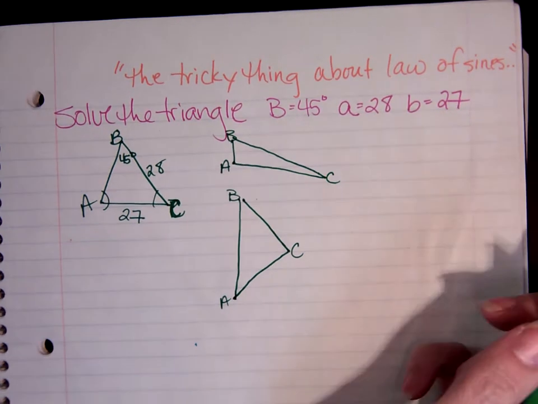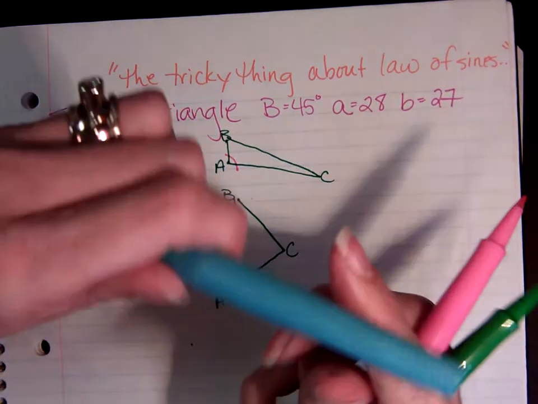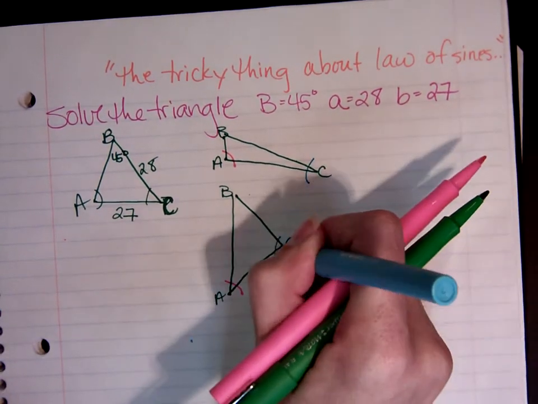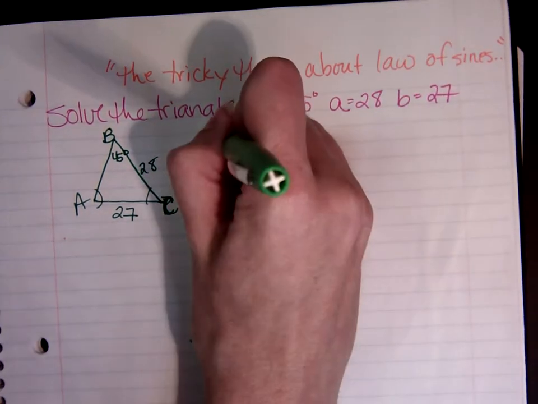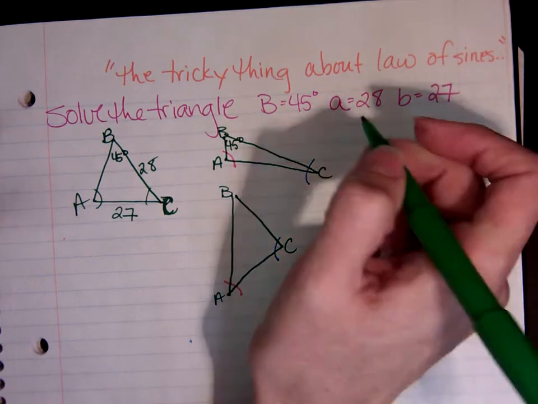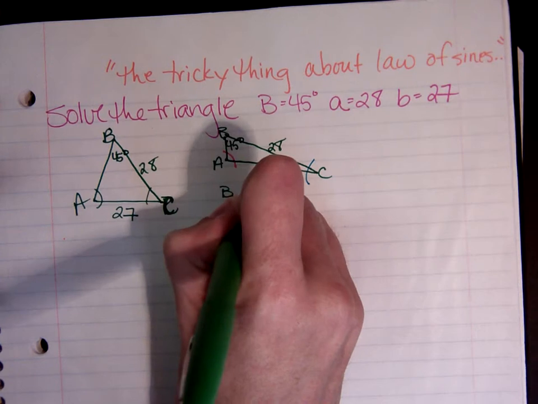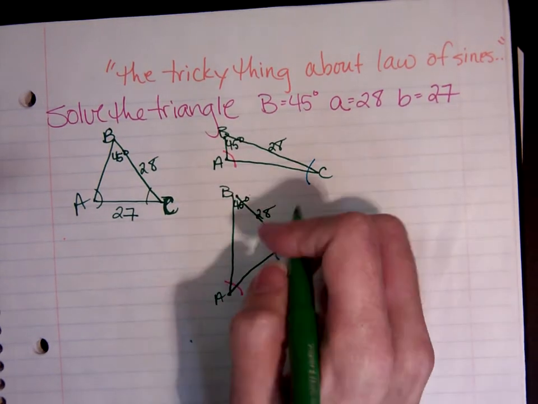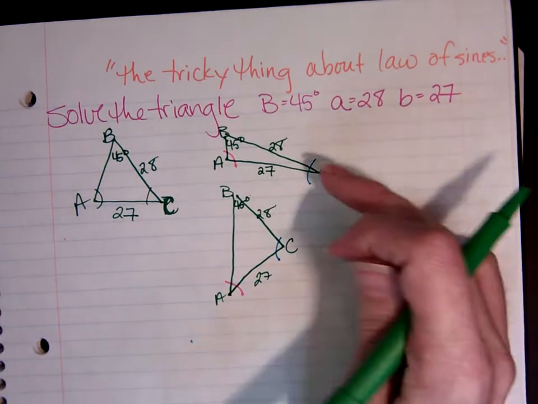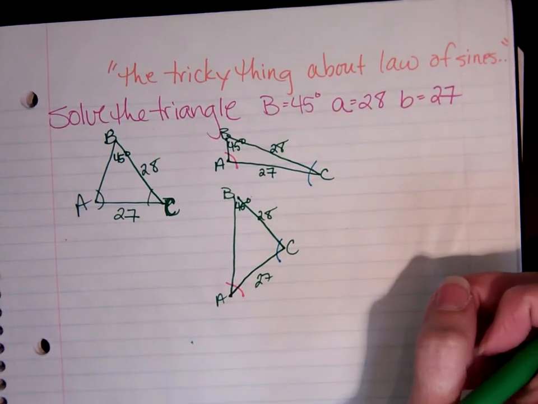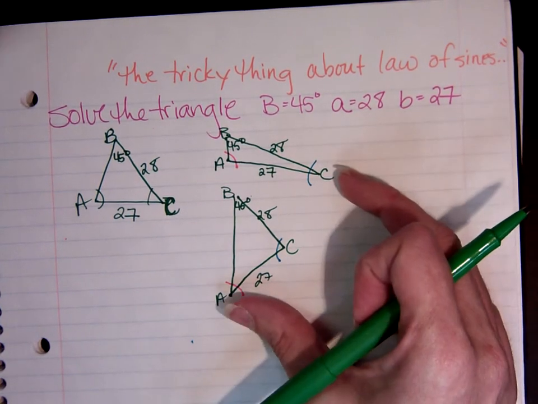And that drastically changes angle A and angle C depending on what the layout is. Either way, angle B is still 45 degrees. Side a is still 28. And side b is still 27. But my triangle shapes are very, very different. So we have the potential for there to be two different sets of triangle measures.